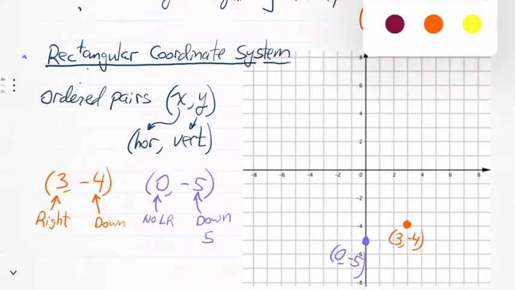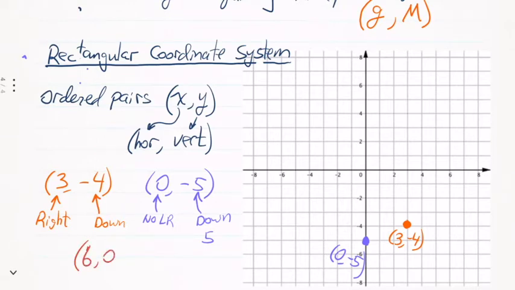All right. If I want to plot the point (6, 0), well, that means we're going to go 6 right and 0 up and down. So we're not going up and down at all. We're just going to go 6 to the right and stop. So 1, 2, 3, 4, 5, 6, and plot a point.